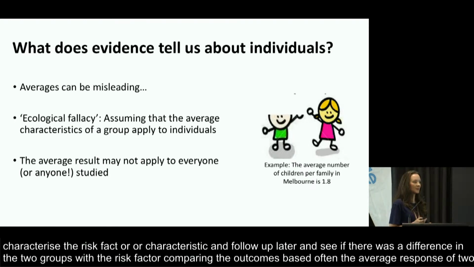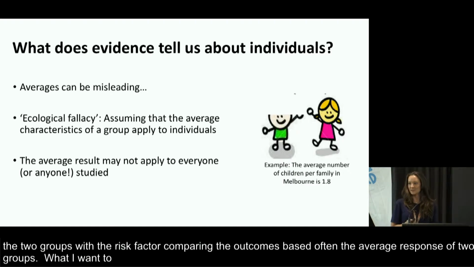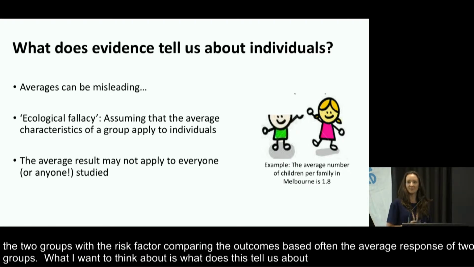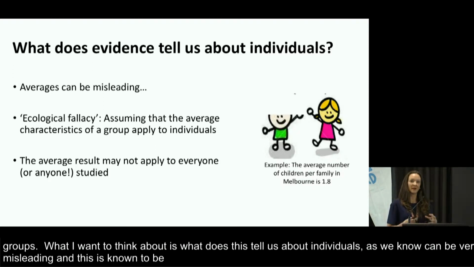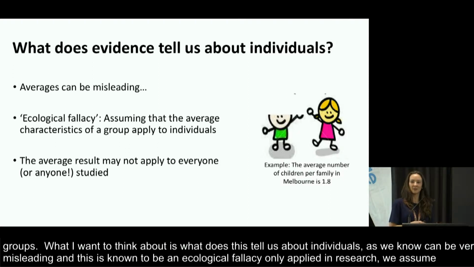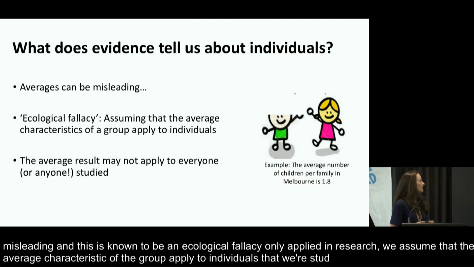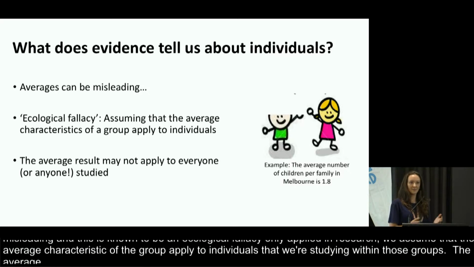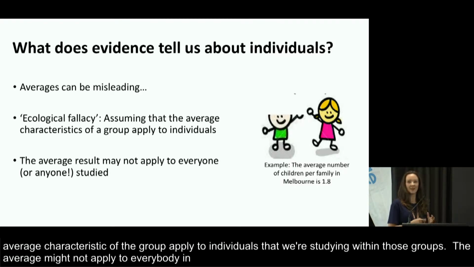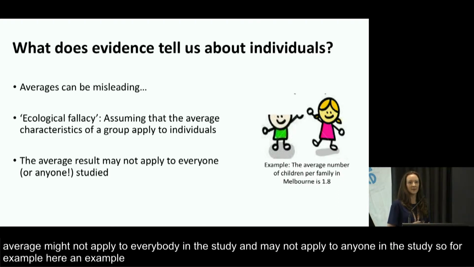But what I want to think about here is, what does this actually tell us about individuals? Averages, as we know, can be very, very misleading. And this is known as an ecological fallacy when we apply it in research. What we're doing really is assuming that the average characteristics of the group apply to individuals that we're studying within those groups. And the average might not actually apply to everybody in the study, and may not actually apply to anyone in the study.